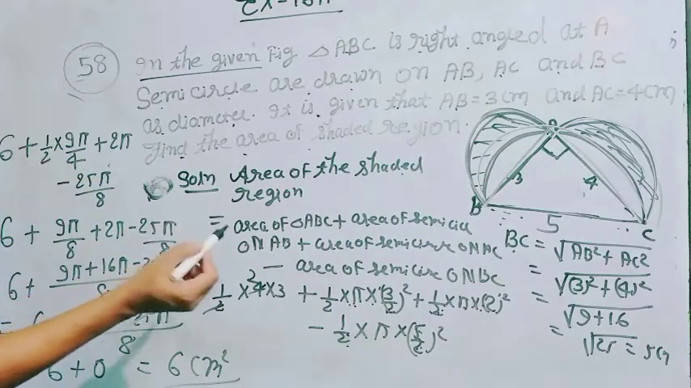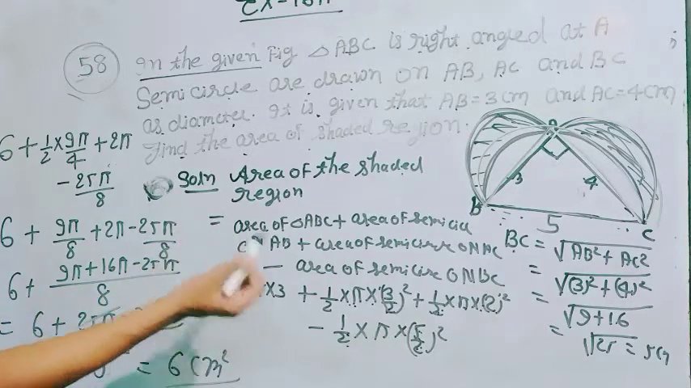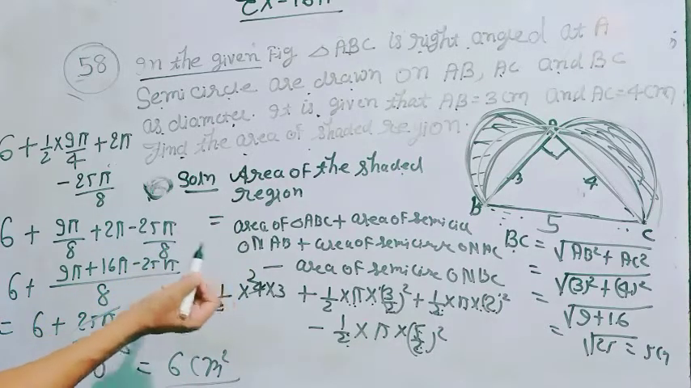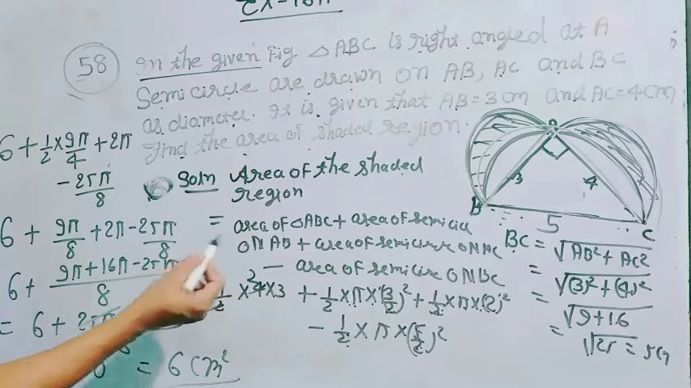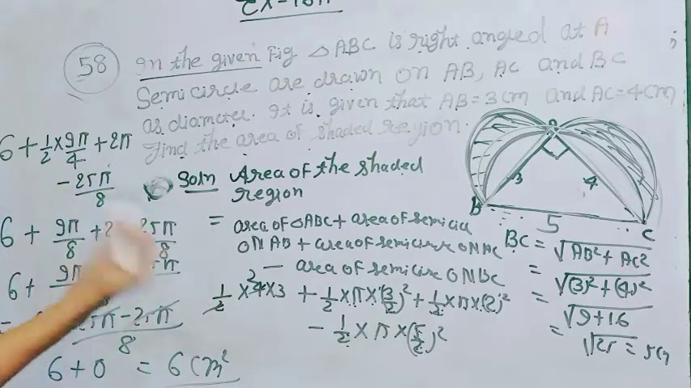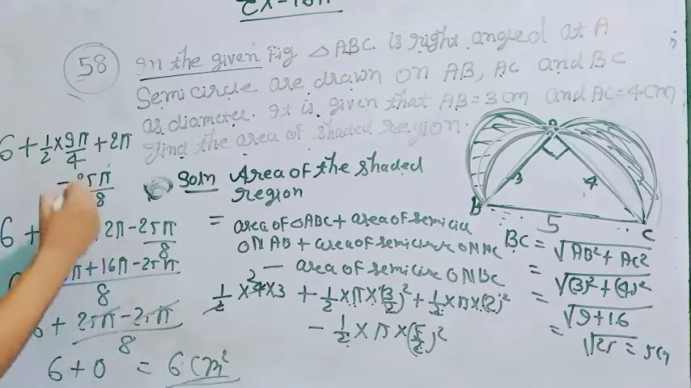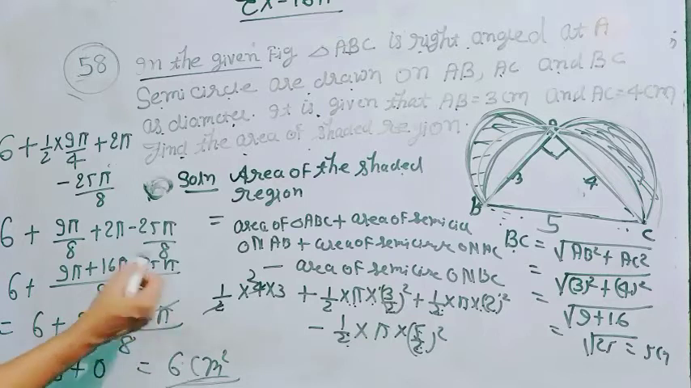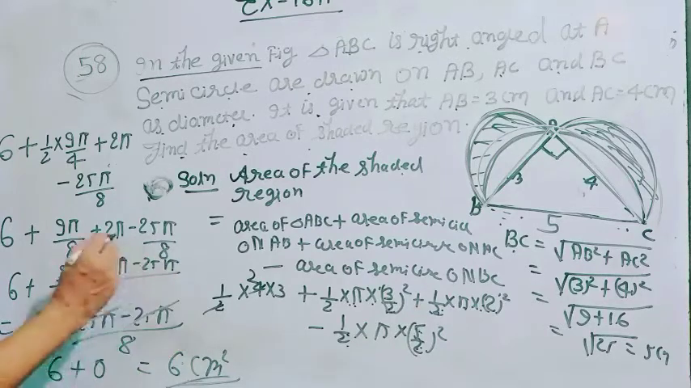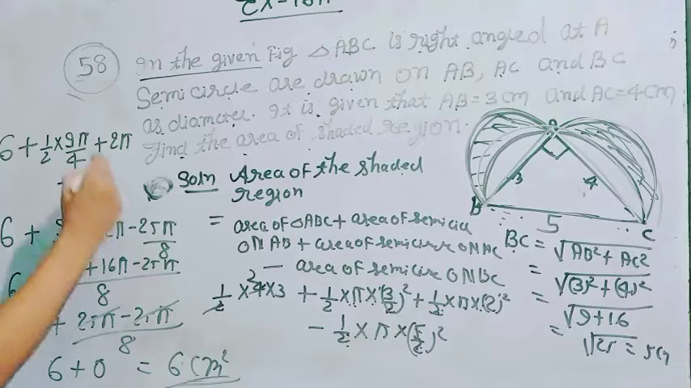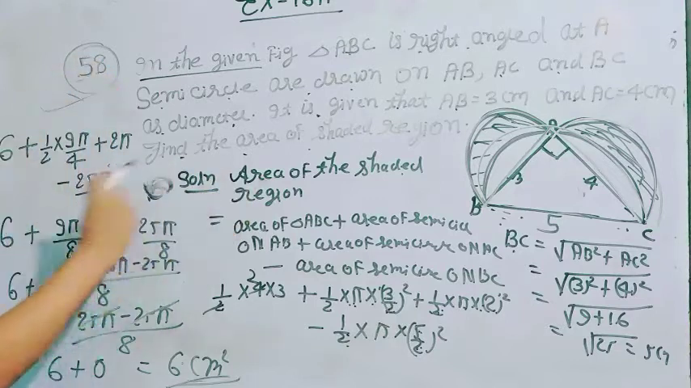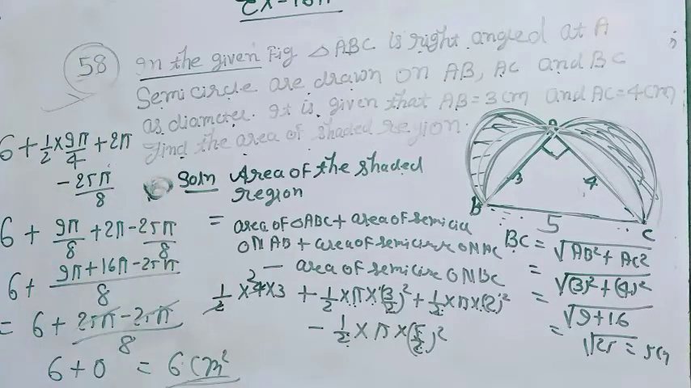So don't write the value of pi. Never put the value of pi as 22 by 7 or 3.14 at first. First you calculate it. If all the pi are cancelled, then that is the answer of your solution. Otherwise, if it is not cancelled and some pi remain, then at last you write the value of pi. So dear student, these questions you try by yourself like this.